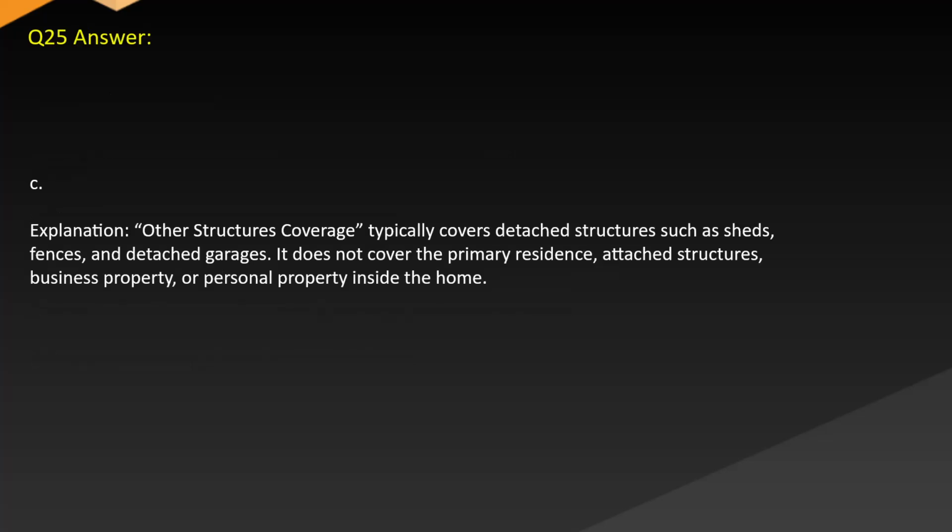Answer C. Explanation. Other structures coverage typically covers detached structures such as sheds, fences, and detached garages. It does not cover the primary residence, attached structures, business property, or personal property inside the home.